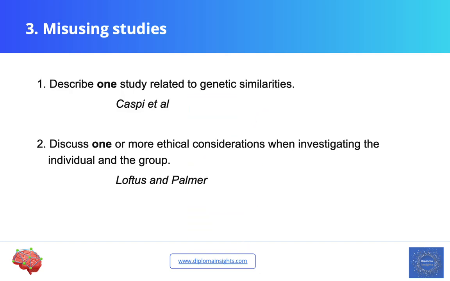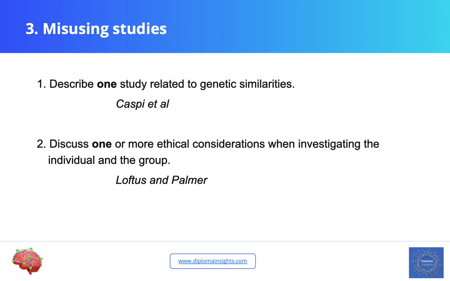A third common mistake is misusing studies. Students can often read questions very quickly and then think of a relevant study which is actually not correct for that question. For example, the question here is asking you about genetic similarities, and students often just see the word genetics and think about Caspi. Caspi's study did not look at genetic similarities in any way. It did look at genes, but it didn't look at the concept of genetic similarities between family members. So in this case, this study would be completely irrelevant.